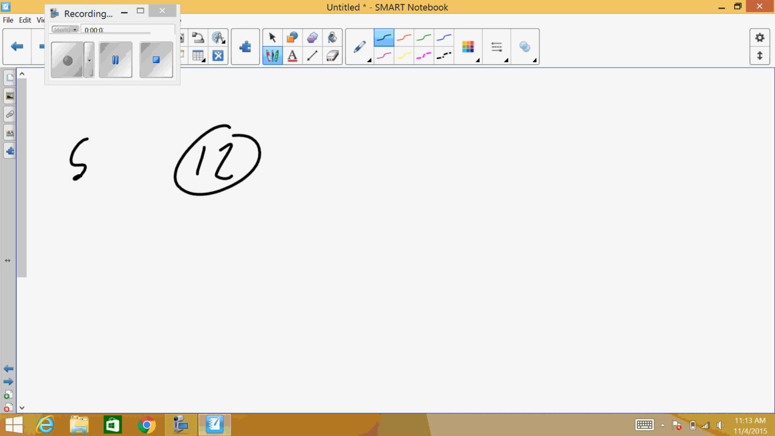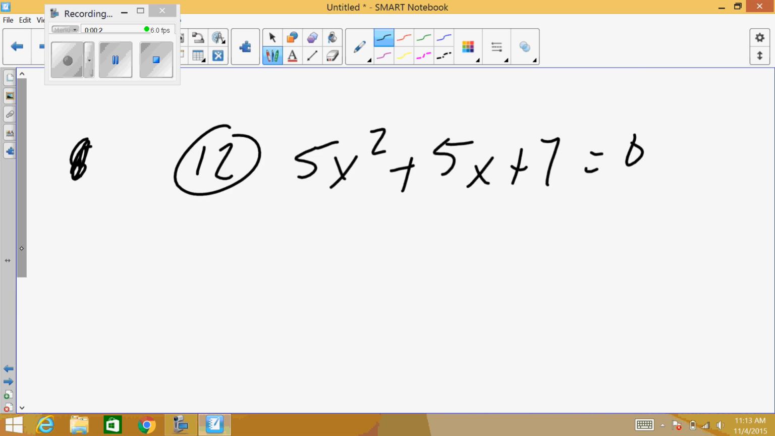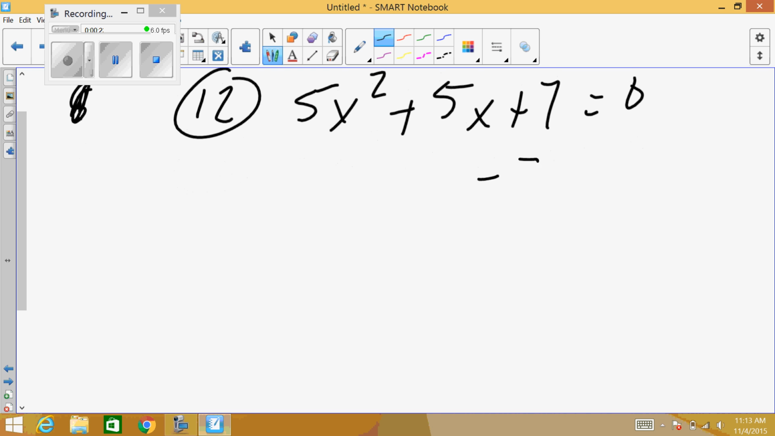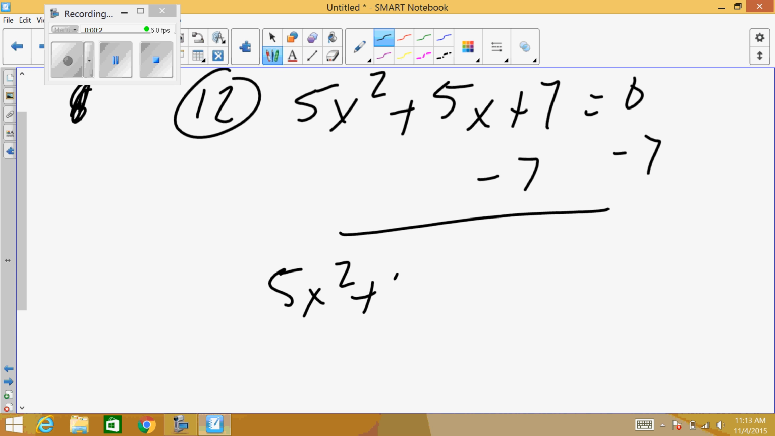Okay, our second one that we're going to try out off of our assignment, dealing with using the completing the square method to solve equations that may or may not have imaginary solutions. We're going to go with number 12 off of your worksheet. So I've got 5x squared plus 5x plus 7 equals 0. Similar to what I did before, I'm going to subtract 7 from both sides, and I get 5x squared plus 5x equals negative 7.